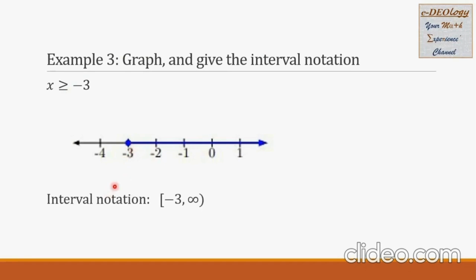So for the interval notation, we use the square bracket and then the negative 3, because the square bracket denotes that this negative 3 is part of the solution, followed by comma, and all numbers that are going to positive infinity, we use infinity and the close parenthesis, because every time there is infinity, parenthesis is used.